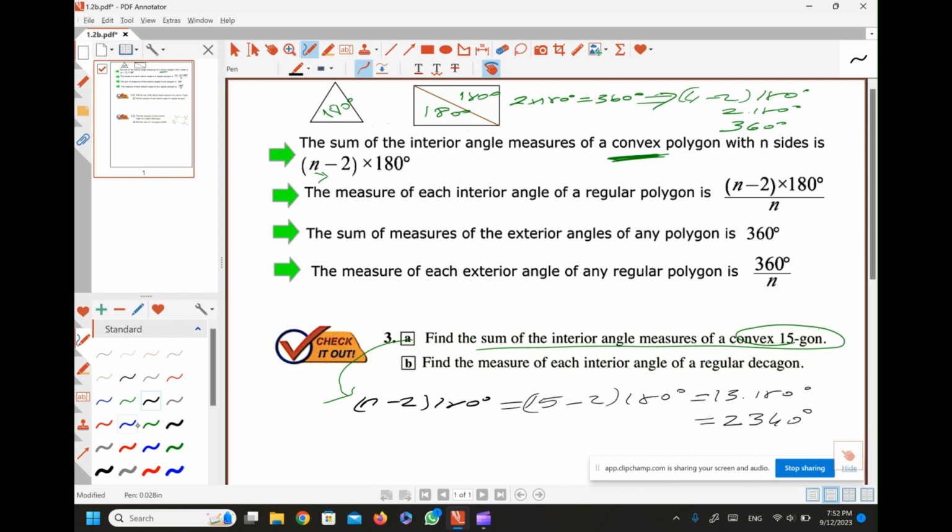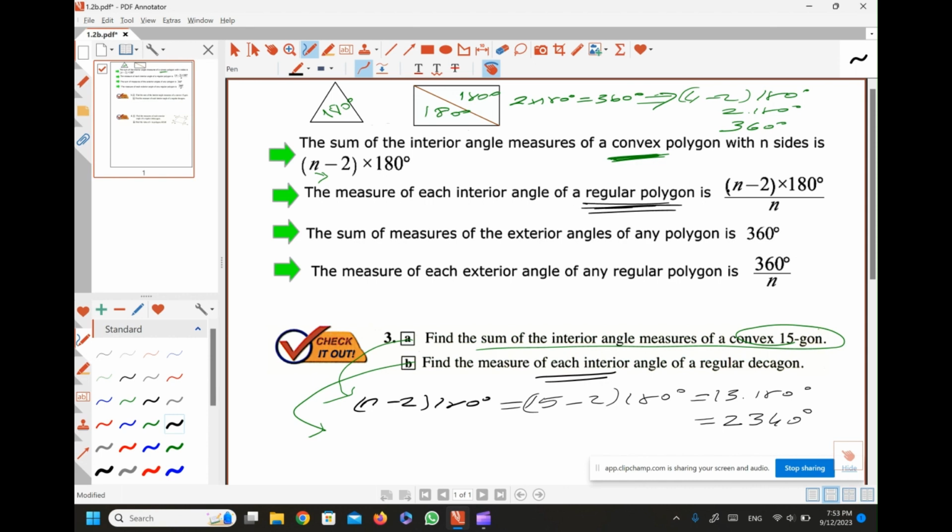All right, that's the answer to question 3a. What about 3b? Question 3b is about finding the measure of each interior angle. So let's refer to the second formula. The measure of each interior angle of a regular polygon is (n minus 2) times 180, the previous one, divided by n. What do we know about a regular polygon? Remember from the previous lesson, if a polygon is regular, all sides and all angles are equal to each other.